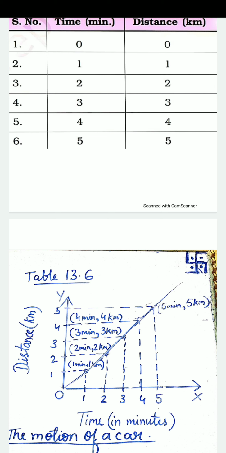Next, in the second point, 1 comma 1 means time is 1 minute and distance is 1 kilometer. See, here I have drawn, here I have taken 1 and 1, that means 1 minute comma 1 kilometer. Similarly, the other points: 2 minute 2 kilometer, 3 minute 3 kilometer, 4 minute 4 kilometer and 5 minute 5 kilometer. Over here on the y-axis we have to write distance, on the x-axis we have to write time. And this is the table of the motion of a car.